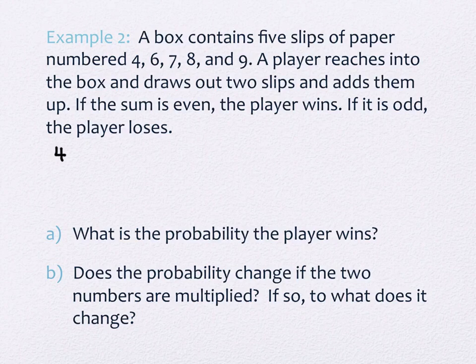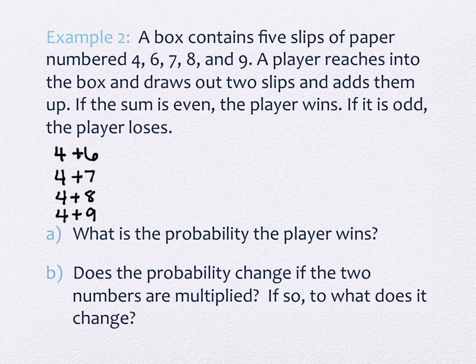In other words, I could draw a 4 and a 6. Notice I'm not replacing it, so I can't draw a 4 and then a 4. That's not a possibility. I draw 2 at the same time. So I could draw a 4 and a 6. I could draw a 4 and a 7. I could draw a 4 and an 8. Or I could draw a 4 and a 9. Those are the only combinations of things with 4s in them, right?